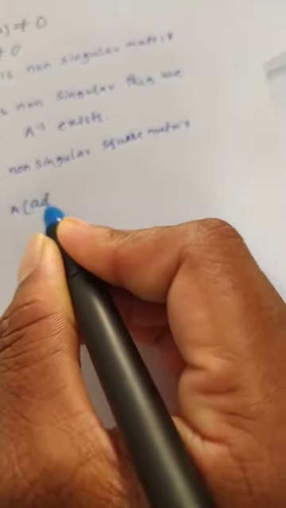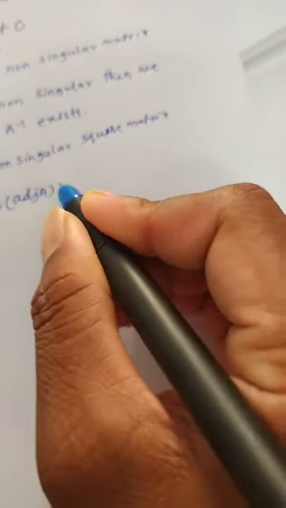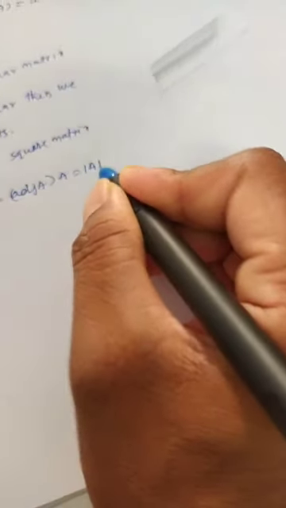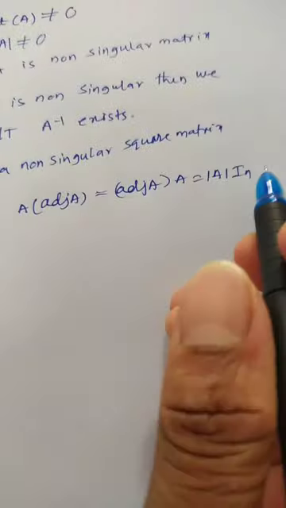We know that if A is a square matrix, then, as we already proved, A into adjoint A is equal to adjoint A into A, which is equal to det A into In. Already we proved this theorem, right? So I am using the statement of that theorem: A into adjoint A equals det A into In.